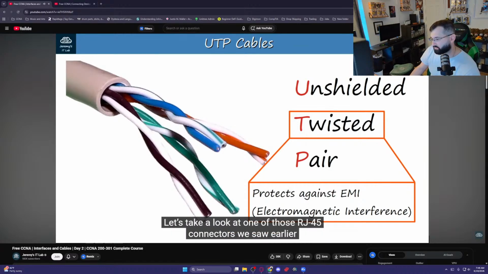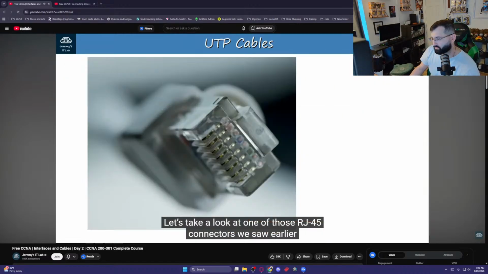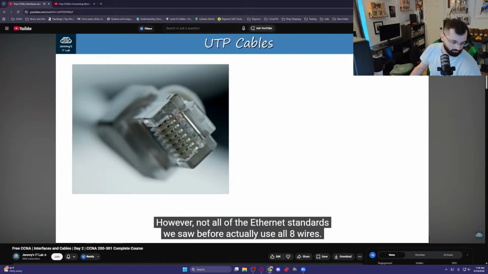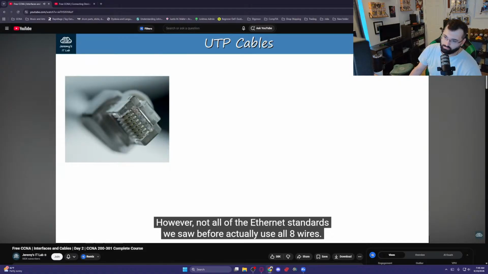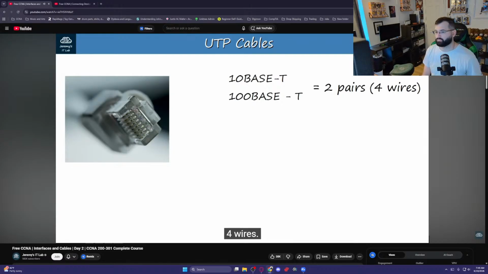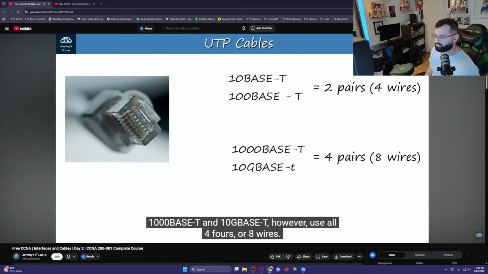Let's take a look at one of those RJ45 connectors we saw earlier. If you count the number of pins here, you'll find that there are 8 pins, perfect for the number of wires we saw in the last photo. However, not all of the Ethernet standards we saw before actually use all 8 wires. 10 base T and 100 base T, also known as Ethernet and fast Ethernet, only use 2 pairs or 4 wires. 1000 base T and 10G base T, however, use all 4 pairs or 8 wires.